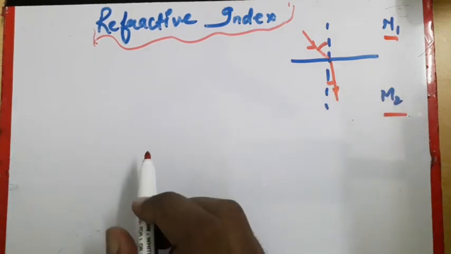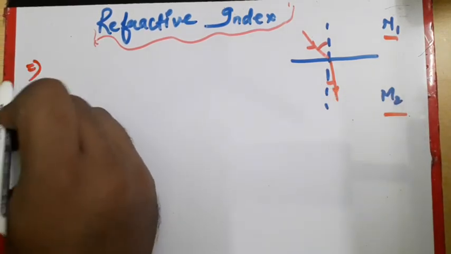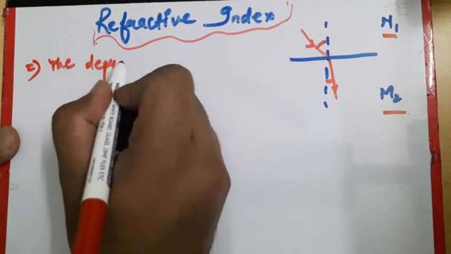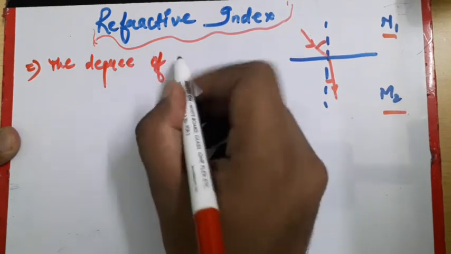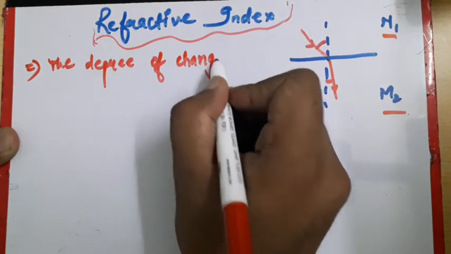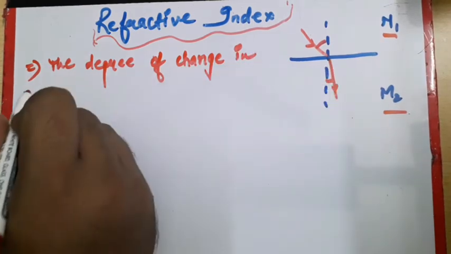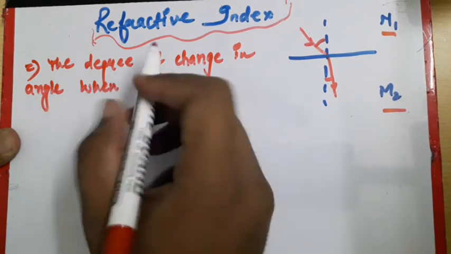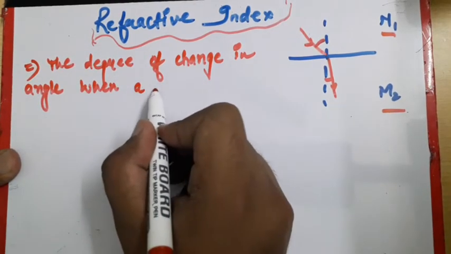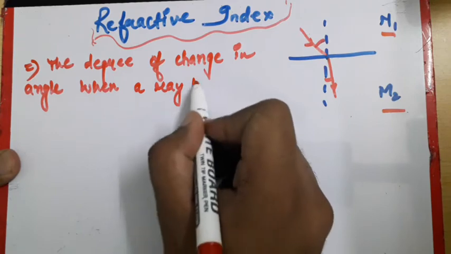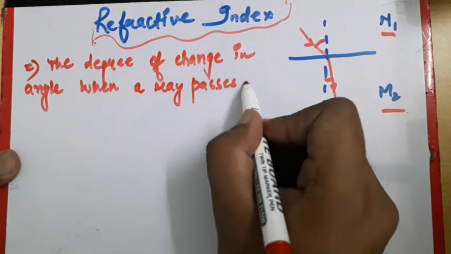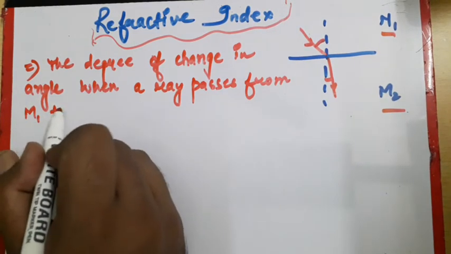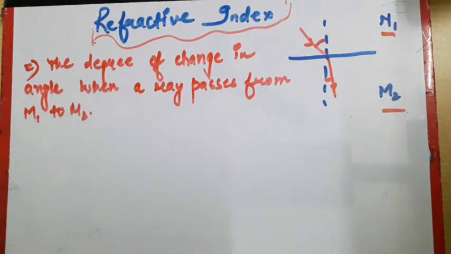So what is refractive index? We can define it as follows: the degree of change in angle when a ray passes from medium 1 to medium 2, right? This could be defined in this way.